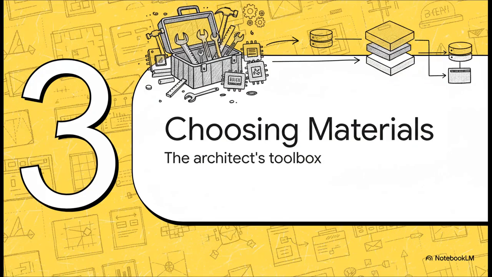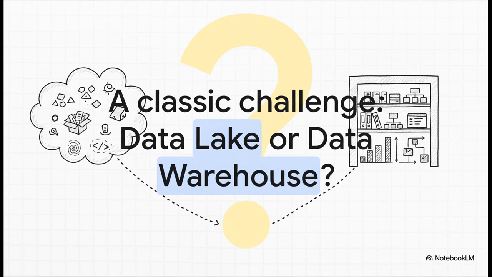So we have the blueprint, we see the layers, but what are we going to build this city with? That brings us to choosing the right materials. An architect has to pick the right technologies from a toolbox that is just massive. And one of the first, most fundamental decisions an architect has to make is this one. For that central hub of data, do you build a data lake or a data warehouse? They sound similar, but they serve totally different purposes, and picking the wrong one can be a huge mistake.